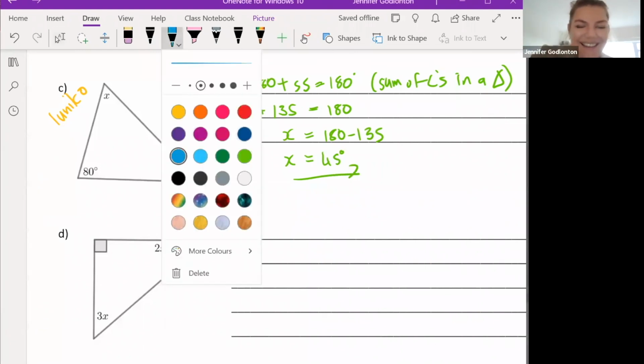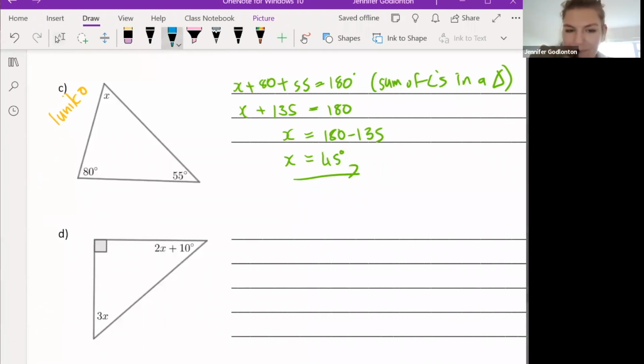Ma'am. Yes. For C, I have a question, because most of the angles that I see there, aren't they acute angles? Yes, they are. And an acute angle equals 45 degrees, right? No, an acute angle is any angle that's less than 90. So 65, 60, 70, all of those would be acute.